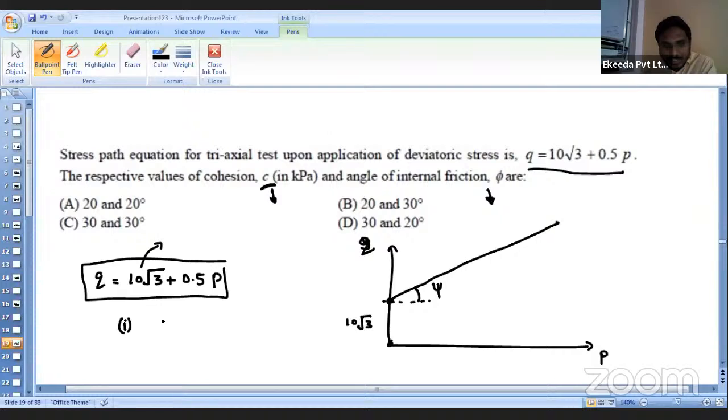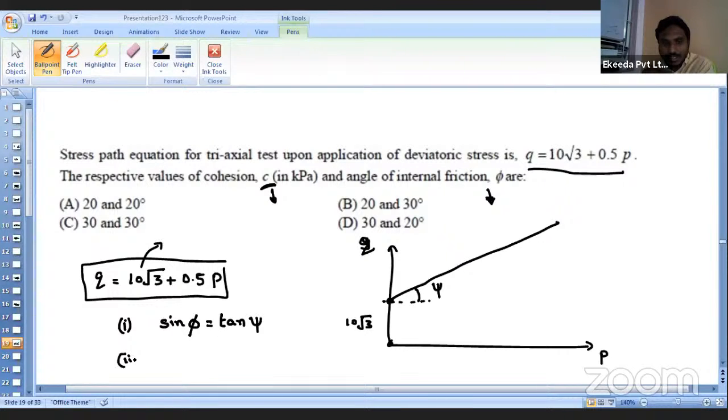So that relation I can say is sine phi. Here phi is nothing but the internal friction. That can be written as tan psi. So if you can find out the tan psi value, that is also equal to sine phi, and based on that relation, we can find out the phi value.